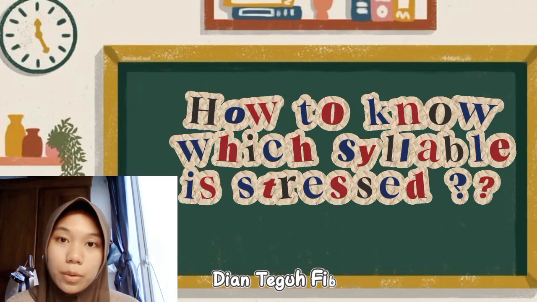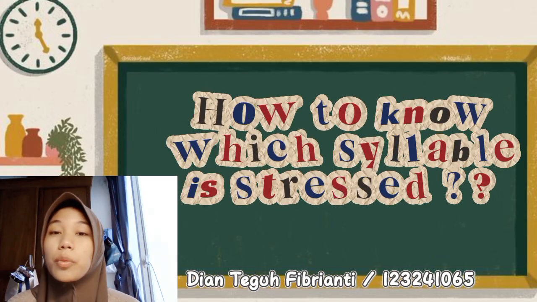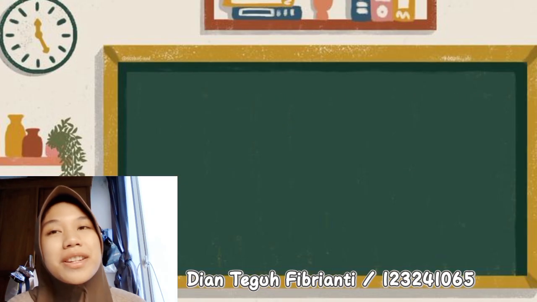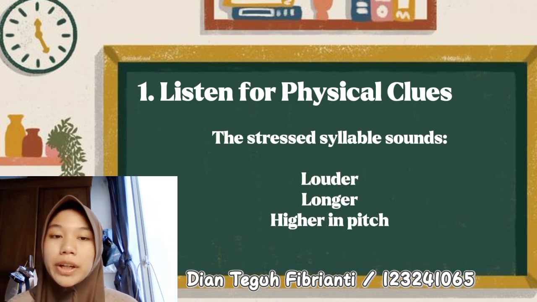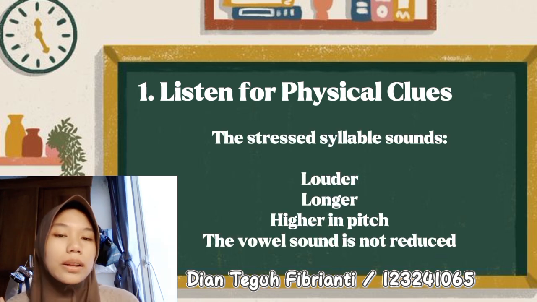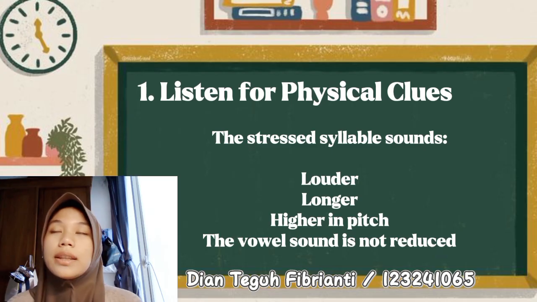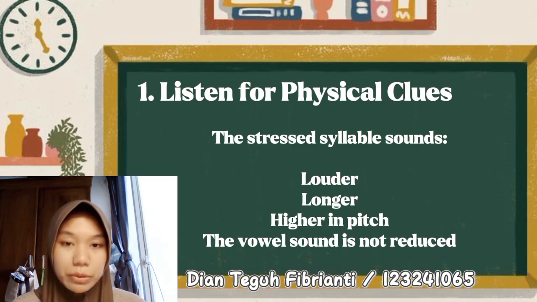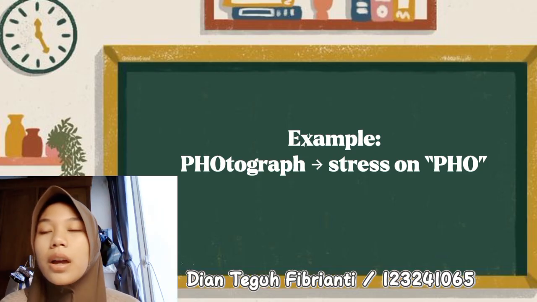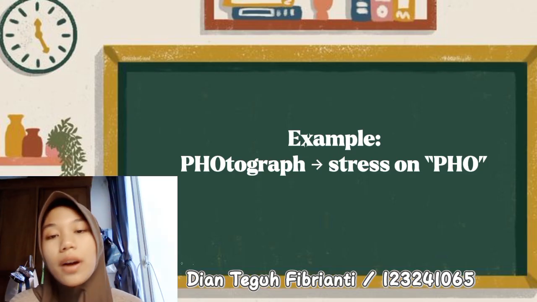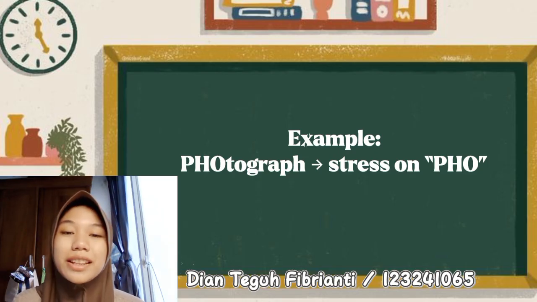How to know which syllable or word is stressed? The first way is to listen for physical cues. The stressed syllable or word can sound longer, louder, higher in pitch, and the vowel sound is clearer. For example, in the word photograph, we can hear more emphasis on the syllable pho, so the stress falls on pho.